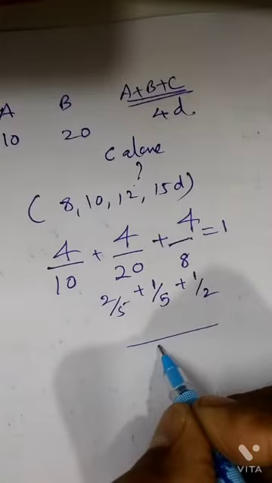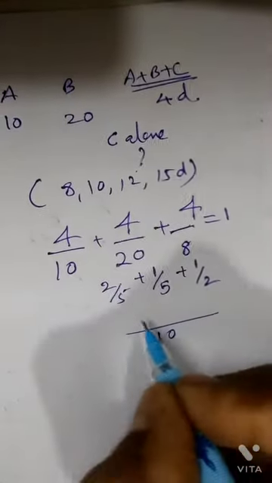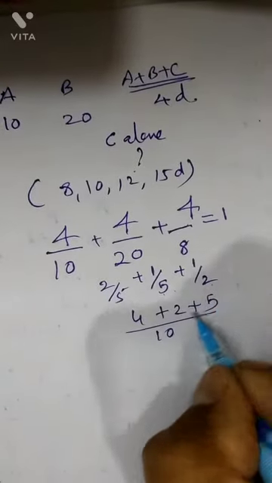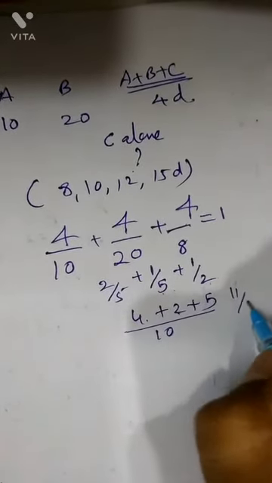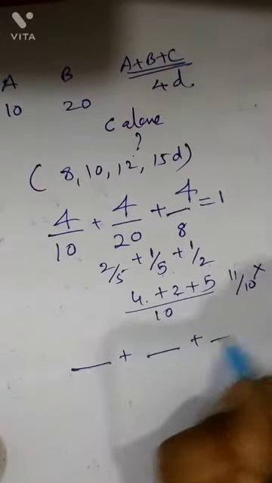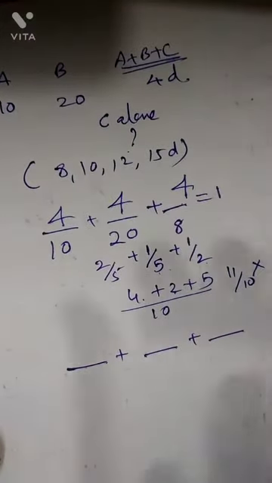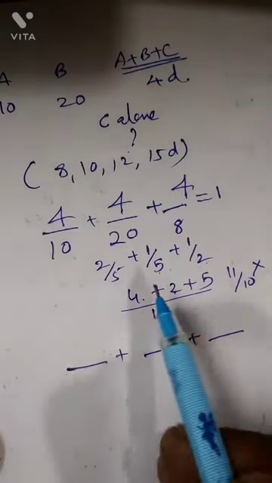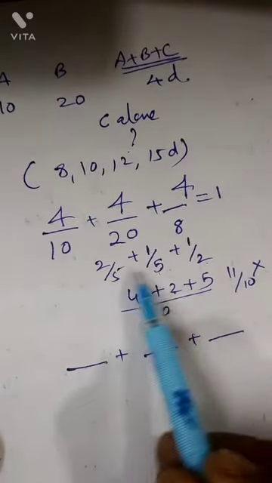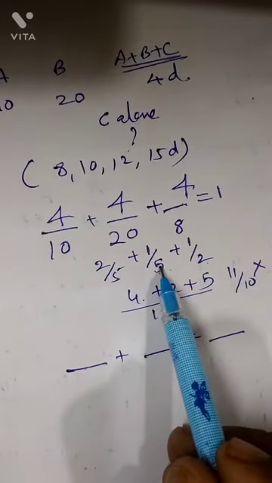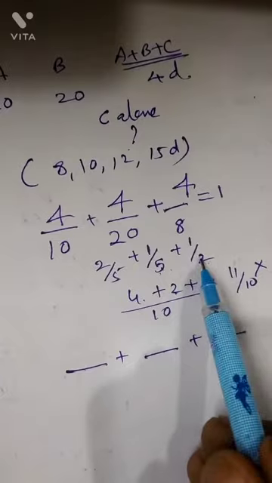So 5 and 2, if we take, 10 will be the LCM. 5 2s are 10, 2 2s are 4, plus 5 is 9, plus 2... 11 by 10. This is not correct. So we go on to one more option. No need of checking, directly by seeing itself we can tell whether it's equal to 1 or not. This is 2 by 5 plus 1 by 5, that is 3 by 5. Then I must get 2 by 5 here, but I am getting half. By seeing itself we can tell.